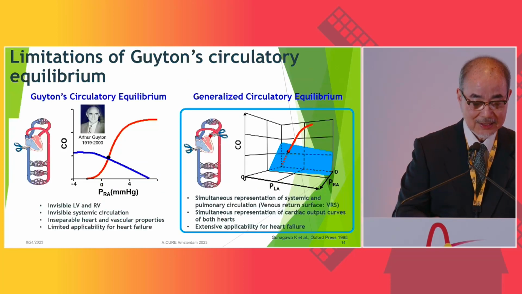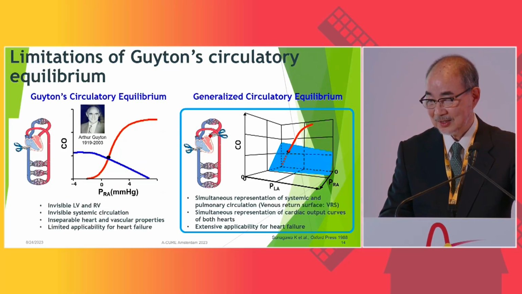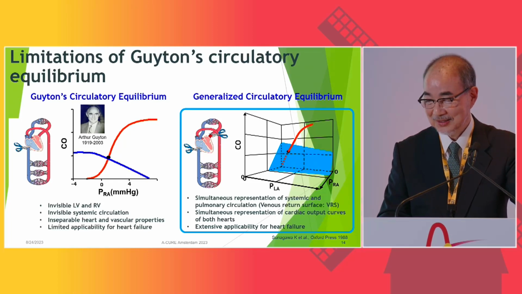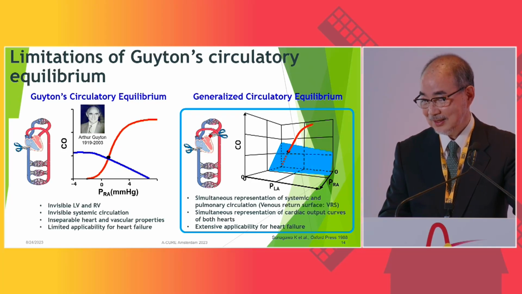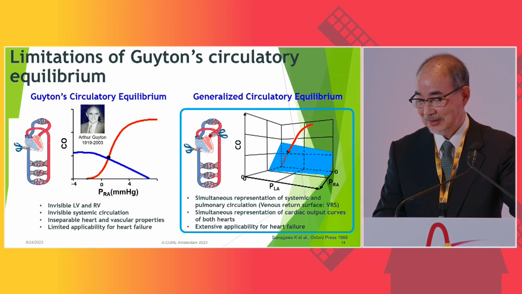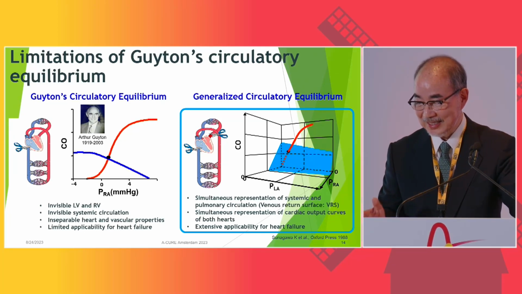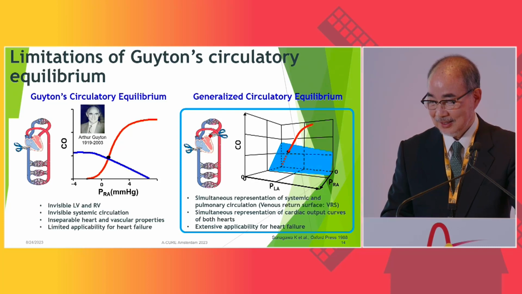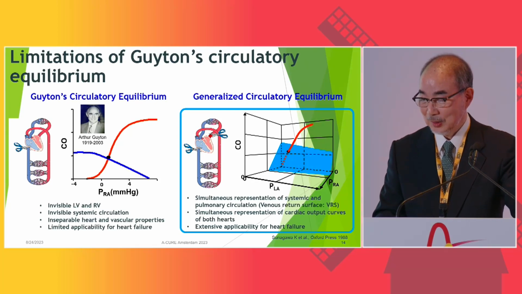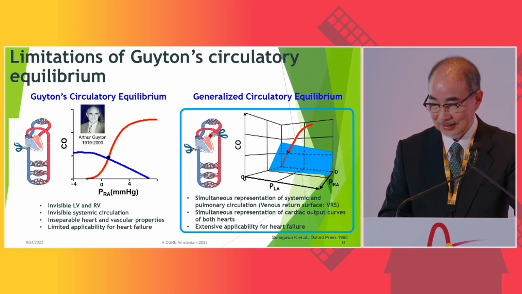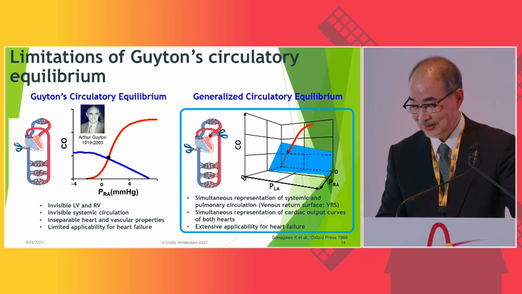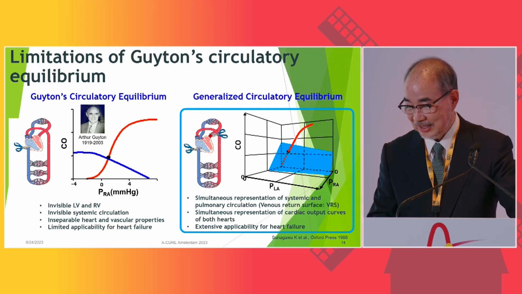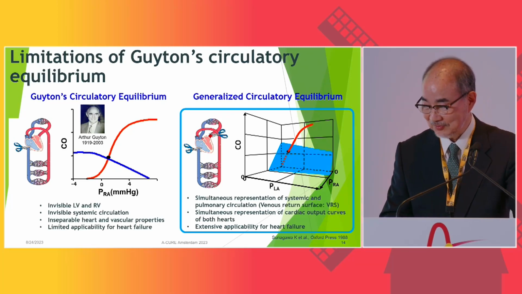And then I reviewed Guyton's circulatory equilibrium. All of you know who Guyton is, and he is the guy who developed the idea of circulatory equilibrium. And it sounds great, but if you look at the standard circulatory equilibrium, left heart, right heart, they are not individually visible. And systemic circulation or pulmonary circulation are invisible.